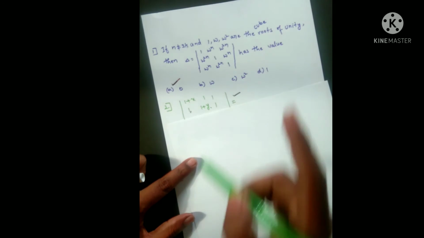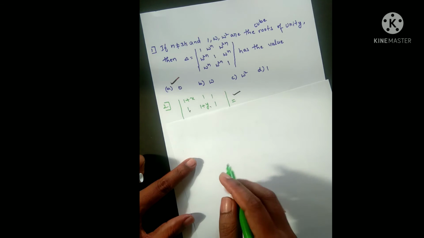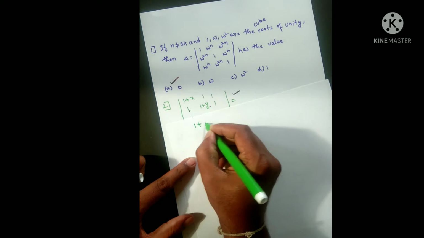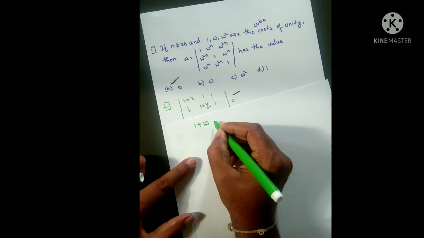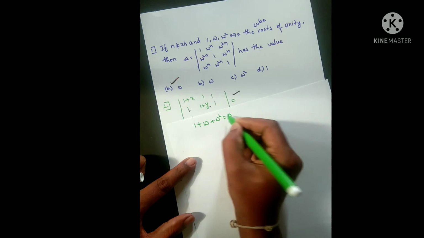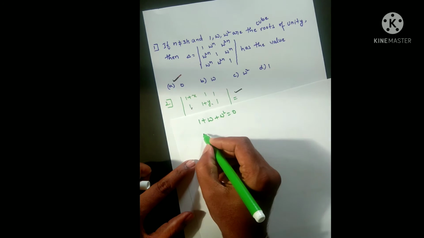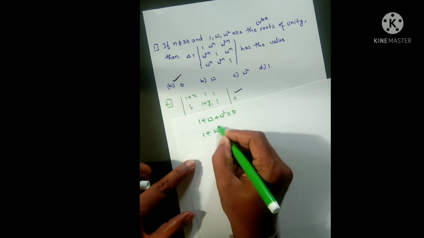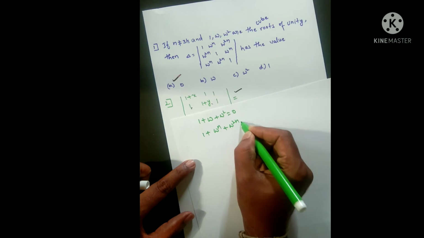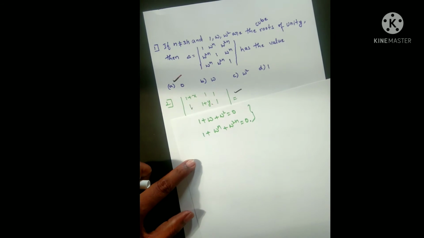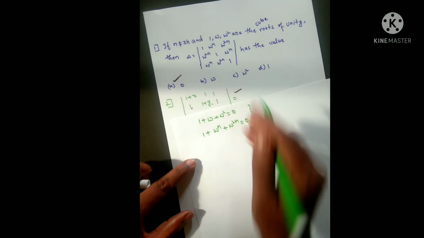To solve this determinant, we should remember one of the identities: the sum of the cube roots of unity, 1 plus omega plus omega square, is equal to 0. Also, 1 plus omega to the power of n plus omega to the power of 2n is also 0. This is a property of the cube roots of unity. You should remember that; then only is it possible to solve.